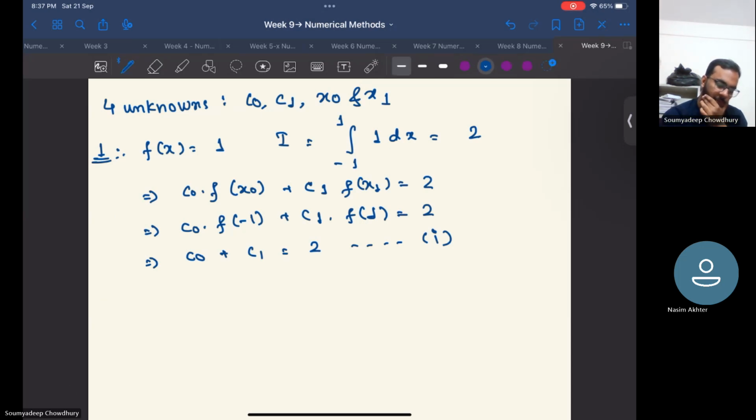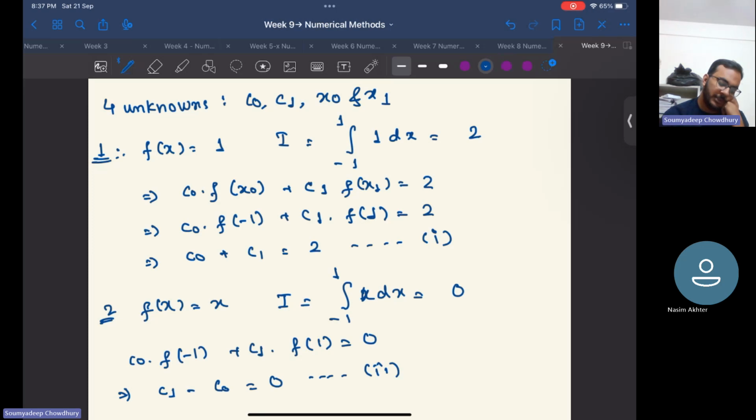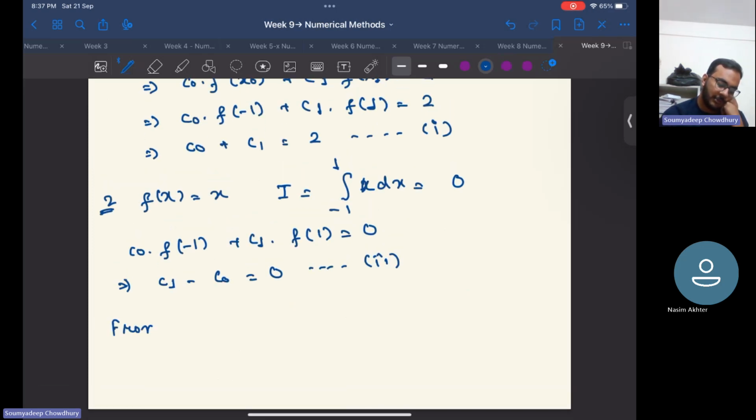Next, if we take f of x equal to x, what will be my integral? It will be 0, right? So if we again substitute like this, c0 into f of -1 plus c1 f of 1 equals 0. So it is c1 minus c0 equal to 0. So from these two equations, we can easily find out c1 and c0. c0 will be equal to c1 equal to half.